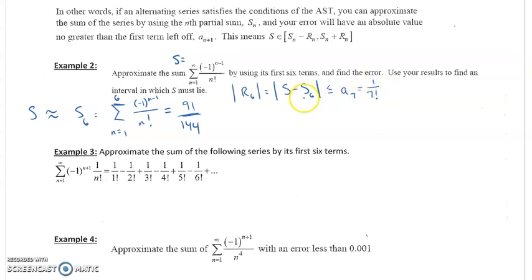Okay, so that means that if I take my approximation and subtract 1 over 7 factorial, that's going to be the lowest possible value that S could ever be. And then if we add that same error, that's going to give us the largest possible value that S could be, based on the fact that this is the biggest our error could possibly be. All right, so we could go ahead and evaluate that if we want to.